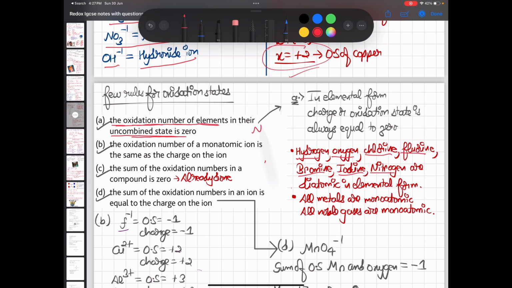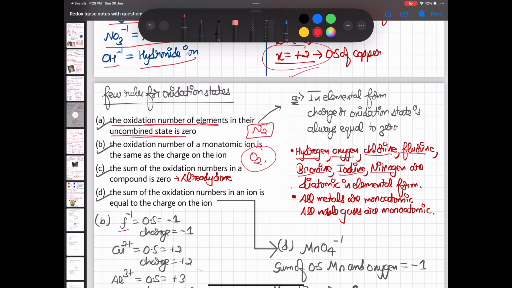Like if you see N2, this is the elemental form of nitrogen. If you see oxygen as O2, this is the elemental form of oxygen. The air around us contains nitrogen and oxygen mainly. So nitrogen is present in the form of N2, not N. The oxygen which we consume on a daily basis, every single second, is present in the form of O2. So the elemental form is O2.